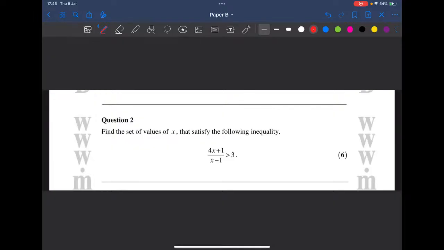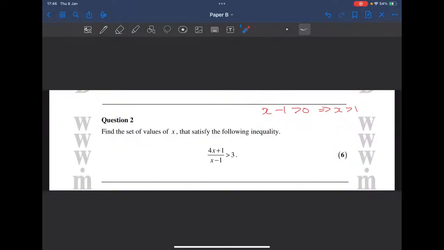Question 2, find the set of values for x that satisfy the following inequality. So you've got to be a little bit careful here when we start timesing by numbers, because whenever we times by a negative, that's going to flip the sign over. So if you think about x minus 1, if x minus 1 is positive, that tells us that x is bigger than 1. So in that case, nothing's going to change.